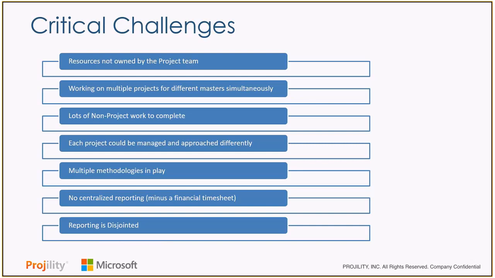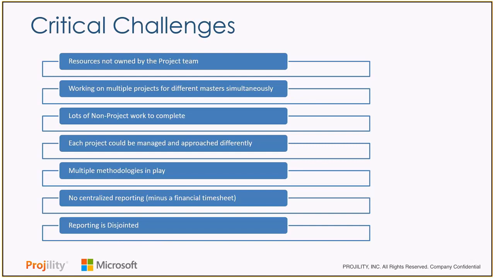Also, these resources have lots of non-project work. They have competing priorities that have nothing to do with projects. They still need to get their day jobs done. And that's what's really pushing people to become over-allocated in the first place, is they have too much work that's project and non-project related. How do I get a view into all that?